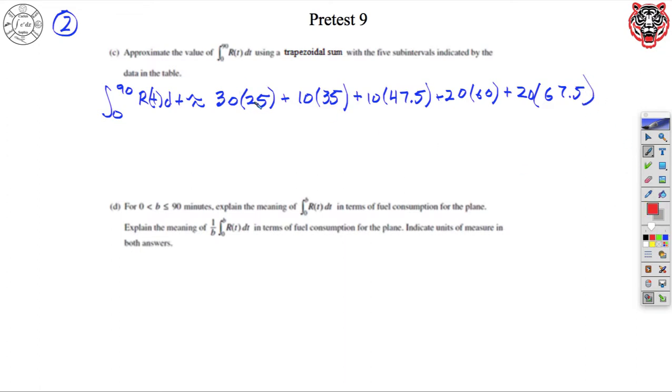So 3 times 25, and then we'll add a 0. 3/4 makes 75 cents. Add the 0, 750. 10 times 35, you just move the decimal, so 350. 10 times 47.5, again, move the decimal, 475. 20 times 60 is 2 times 6, add the 2 zeros. 2 times 6 is 12, add the 2 zeros. And this one was a little bit harder. I'm going to do 2 times 67.5, which is 135, add the 0, 1350.